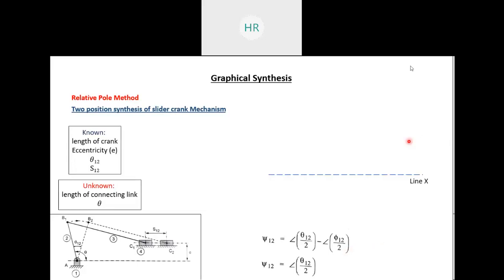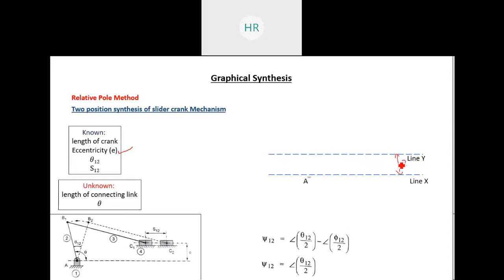So what should be the procedure? With the help of known things, I will start plotting the diagram. The first step is to draw two lines, line X and Y, separated by distance E. Okay, because eccentricity is given to us. So draw two lines of random length. Its length is not known and not required also. So draw two lines separated by distance E.